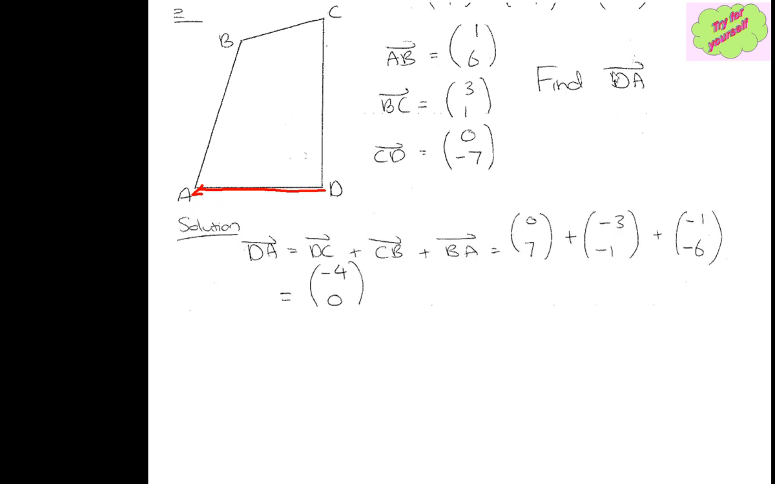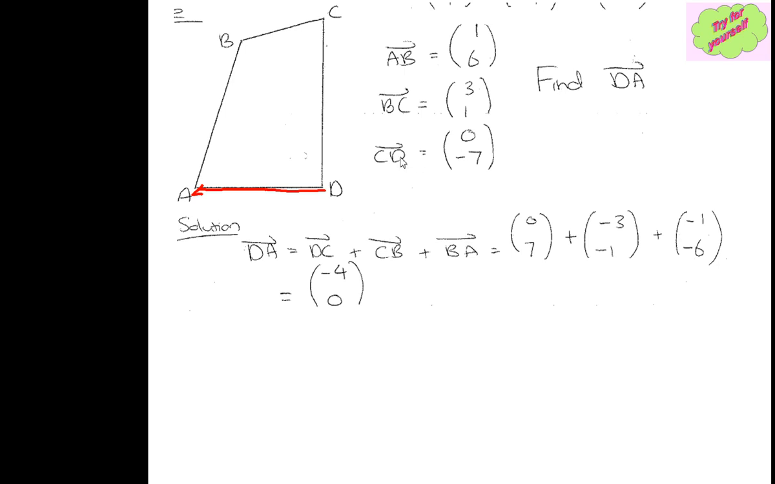So DA, come up with a pathway for DA. So DA is DC plus CB plus BA. Alternatively, you could find AD. AD is AB plus BC plus CD, and then we have to remember to negate that, to find the negative of that. But I could go straight to DA. So I'm choosing to go straight to DA. Write out your plan, or else you can get a bit muddled. So DA is DC plus CB plus BA.